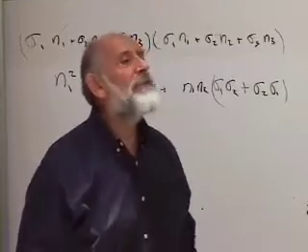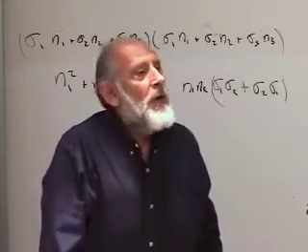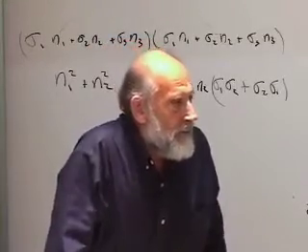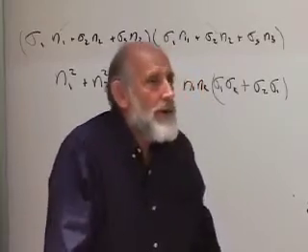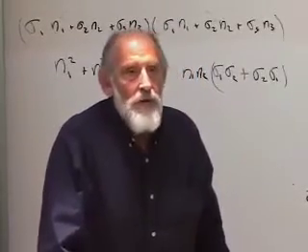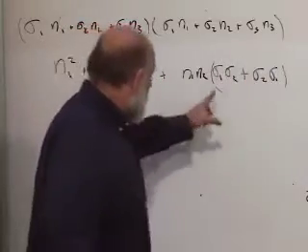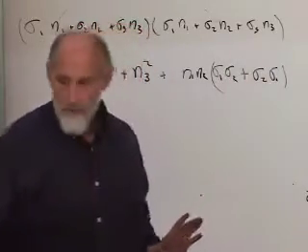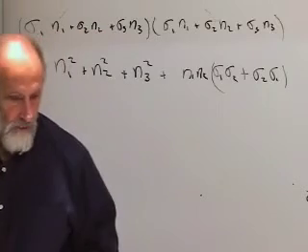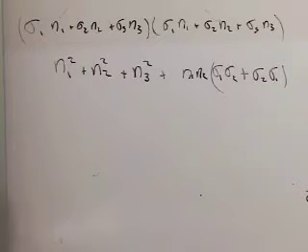Because when you multiply matrices, the order counts. The order counts when you multiply matrices. Matrices in general have different products when you multiply them in different orders. The technical term is that they don't commute.